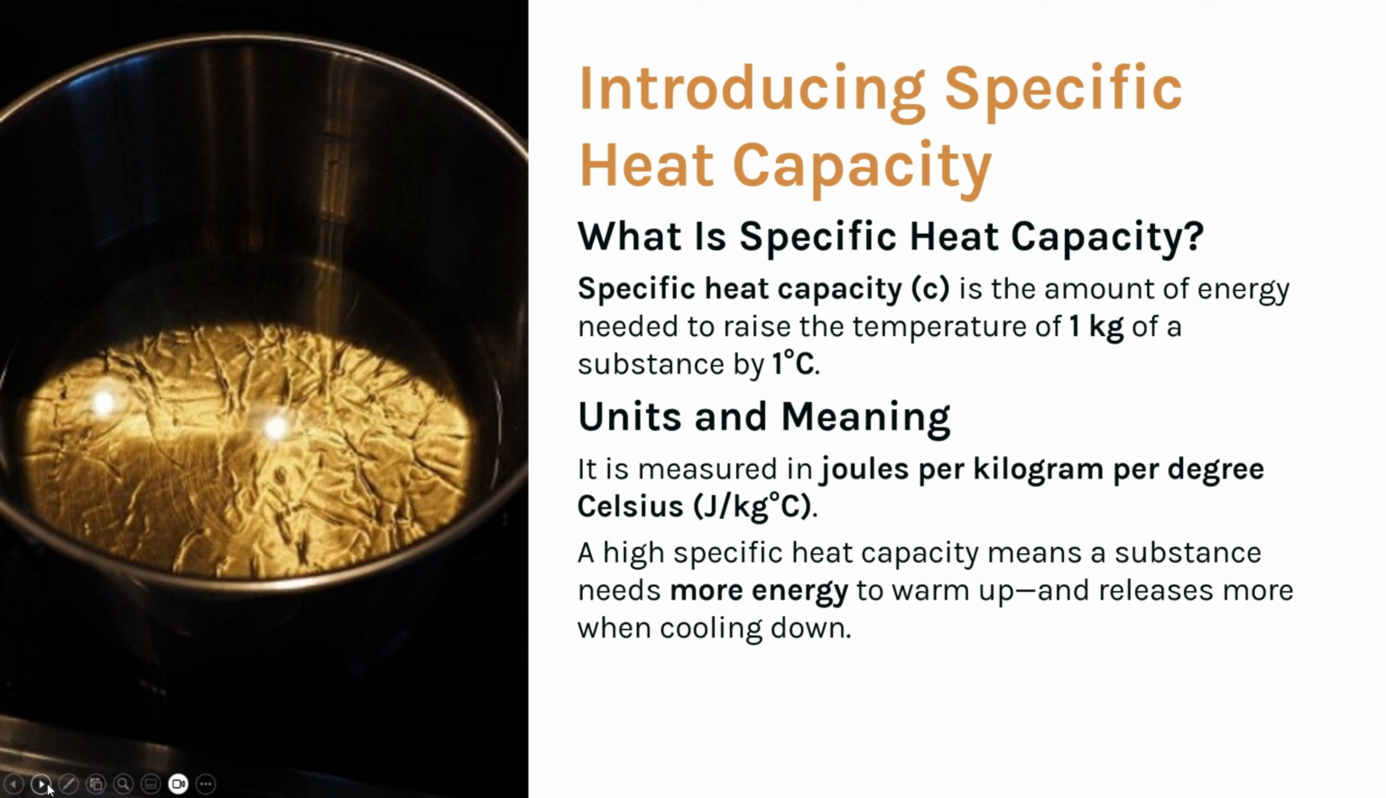Introducing specific heat capacity. Now we're ready for the main idea of this lesson: specific heat capacity. Specific heat capacity, which we usually call C, is the amount of energy needed to raise the temperature of 1 kilogram of a substance by 1 degree Celsius. The units are joules per kilogram per degree Celsius. A material with a high specific heat capacity needs a lot of energy to warm up. It also releases a lot of energy when it cools down. A material with a low specific heat capacity heats up and cools down quickly.